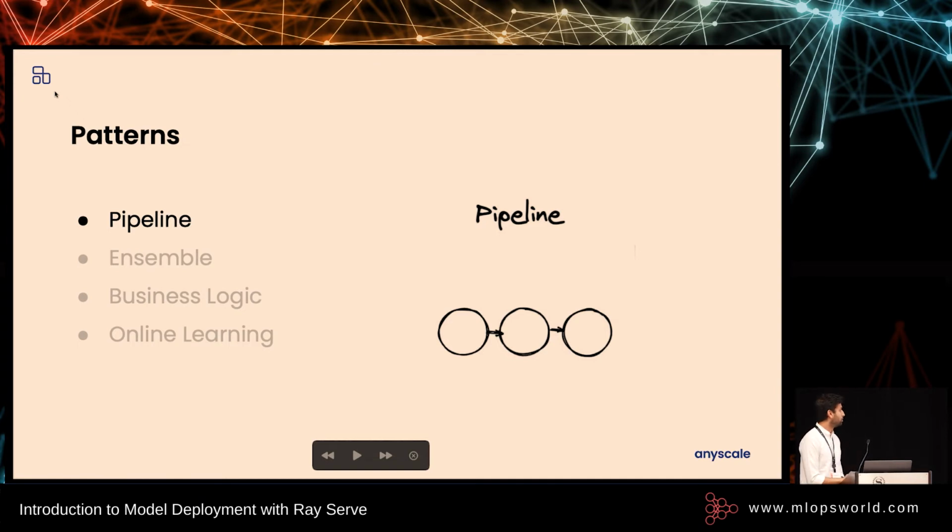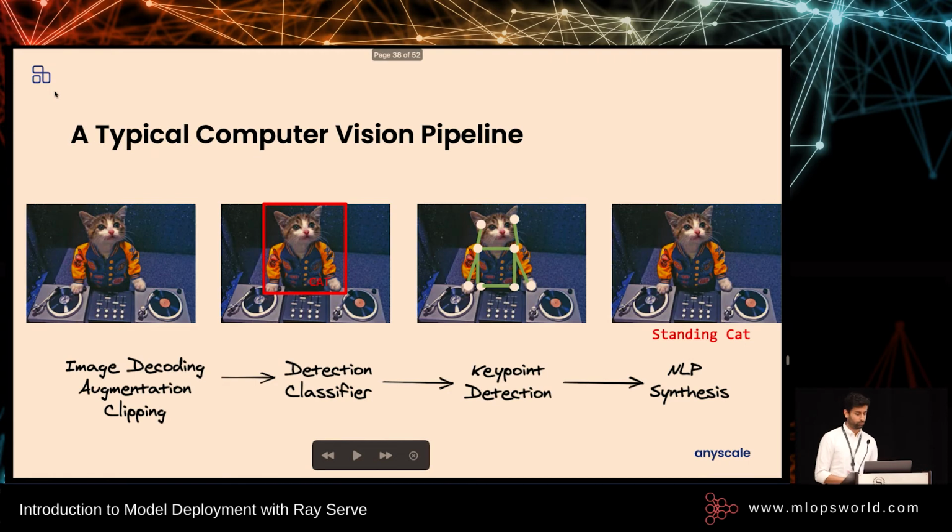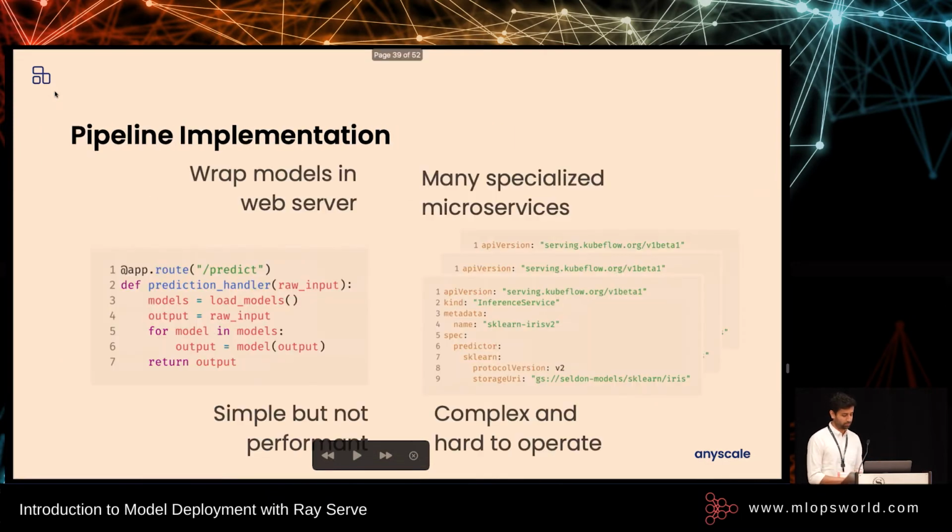So we can start with the pipeline. It's just a chain of models where the output of each model will be the input for the next model. And here's sort of a concrete example of what this might look like. So here we have all these different types of models, like a detection classifier, detecting some key points on this cat, and then like a natural language processing model at the end. So this just illustrates one example of chaining models together.